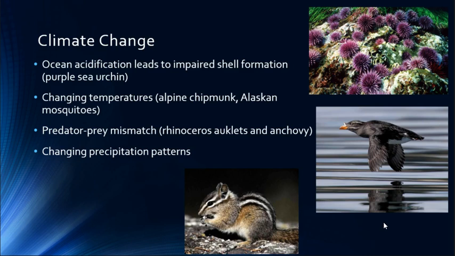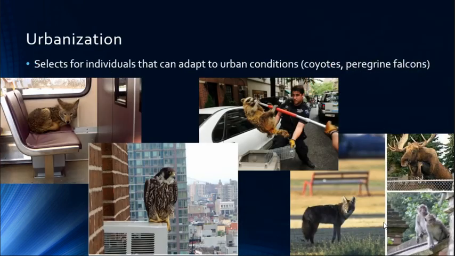And then changing precipitation patterns. We've talked about that before. Maybe you had something that was a forest, but now it's a desert. Maybe you have something that was dry and now it's moister. And those are all real problems, okay? Urbanization. Urbanization automatically selects for individuals that can adapt to urban conditions.